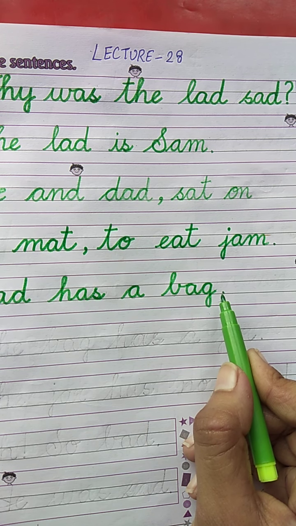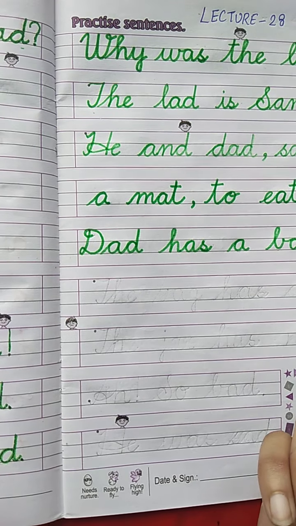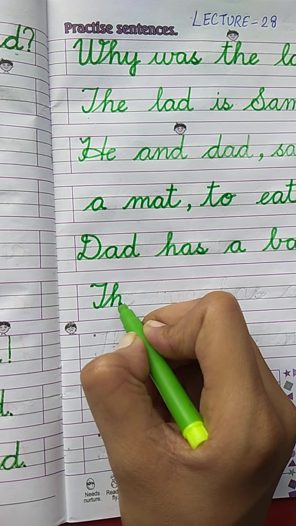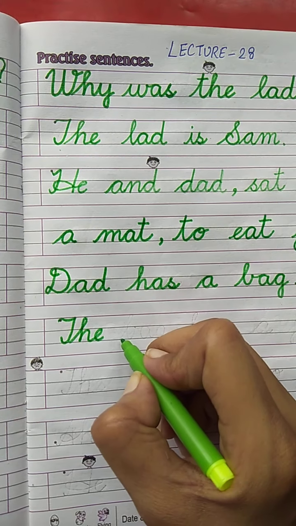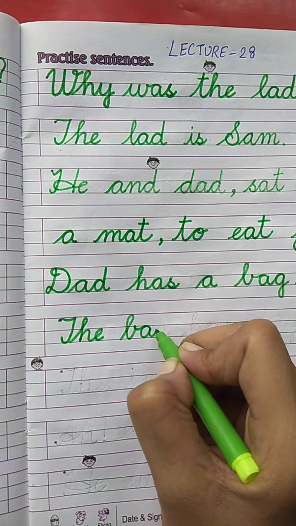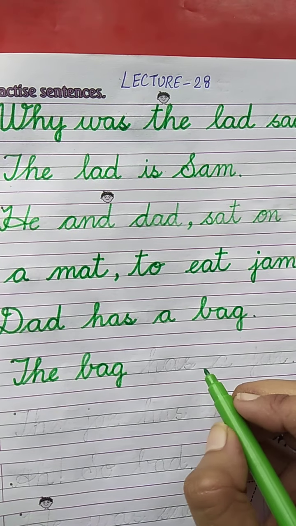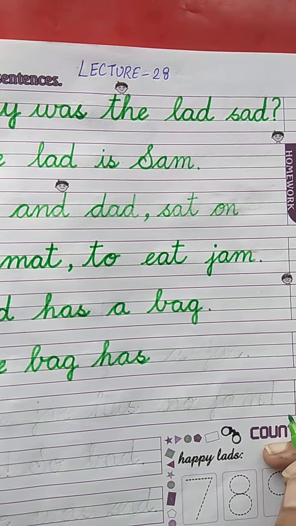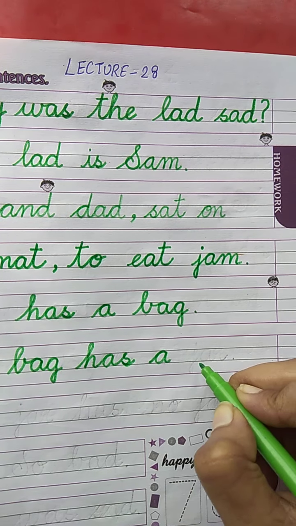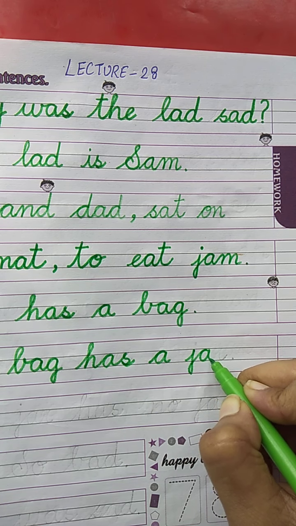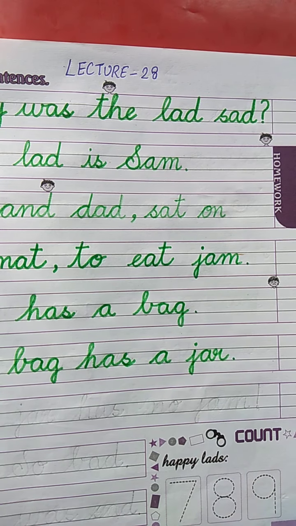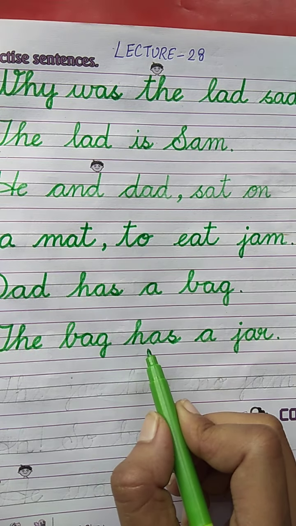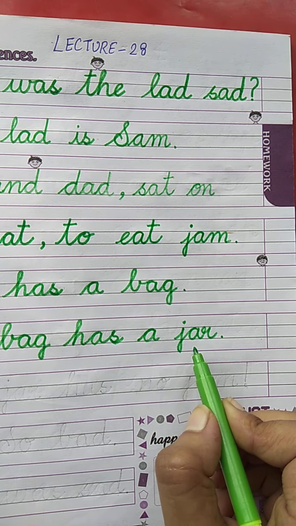Sentence यहाँ complete हुआ. So हमने यहाँ क्या लिखा children? Full stop लगाया. Now come on the next. Write with me. T H E, the. B A G, bag. H A S, has. A J A R, jar, and full stop. Again speak with me. T H E, the. B A G, bag. H A S, has. A J A R, jar.